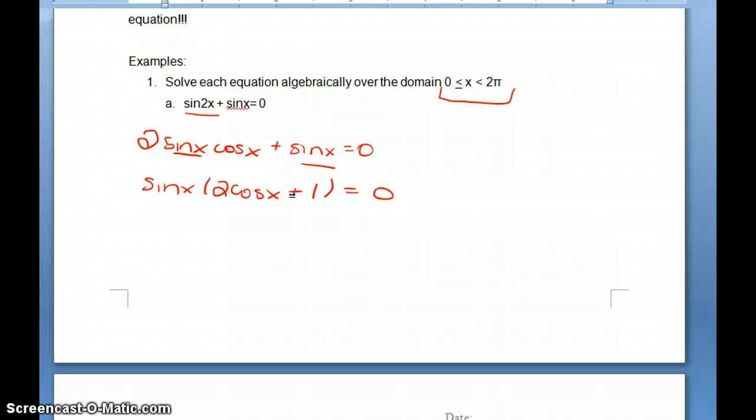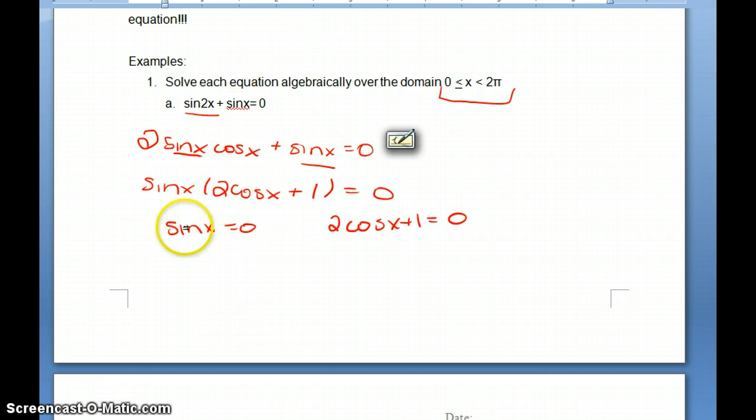So then we're going to use that second strategy where we're going to set each of these factors to 0. So our first one here is that we have sine of x is equal to 0, and we have 2 times cosine of x plus 1 is equal to 0. Okay, so dealing with this first one here, we have sine of x is equal to 0. Using your unit circle, using your reference angles, or that cheat sheet that I gave you guys, when does sine of x equal 0 within our restriction of 0 to 2 pi? If you use your unit circle, you'll find that x will equal 0 and pi.